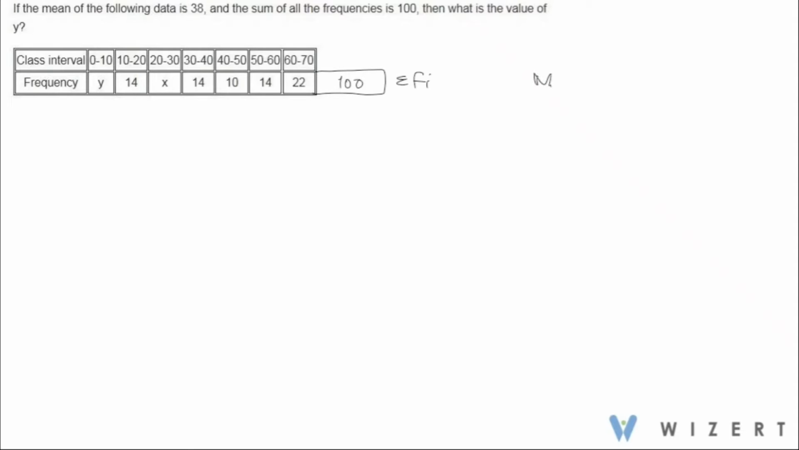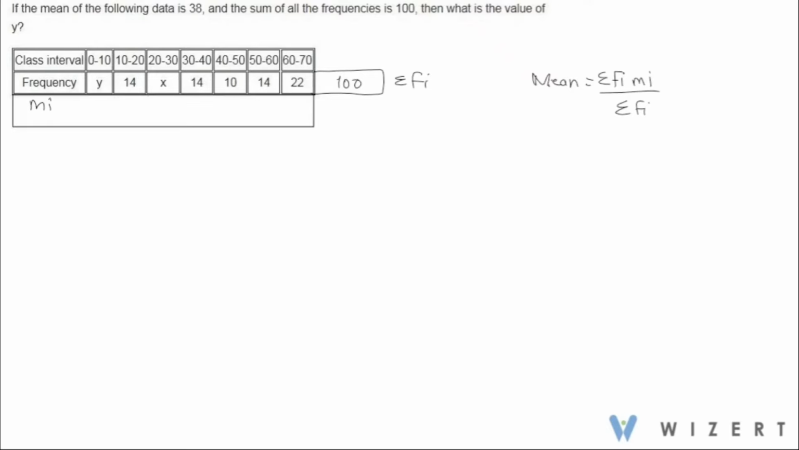Now we know the mean of grouped data is calculated as summation of fi mi, where mi is the class mark or class midpoint of each class, divided by summation of fi. So we have to first find the class midpoint, that is the class mark of each class here. So this is mi.